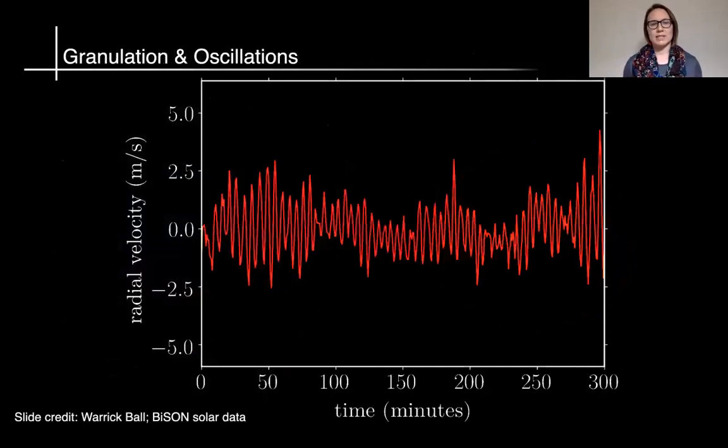So this is some BiSON solar data that I'm showing you here. On the y-axis is your radial velocity of plus or minus 5 meters per second, and on the x-axis, you have time going up to about 300 minutes. If you look carefully, you can see that our sun rings with a pretty consistent frequency at about 5 minutes. There is some variability in here because it's quasi-periodic and because what you're seeing here is the manifestation of both the granulation and the oscillations.